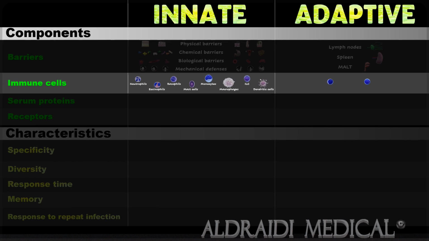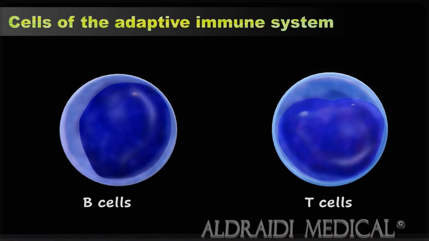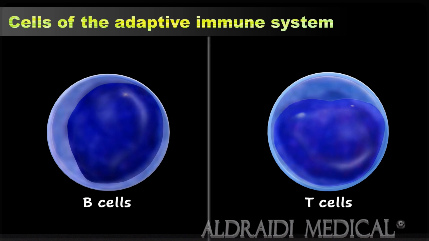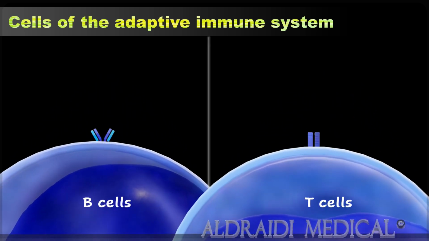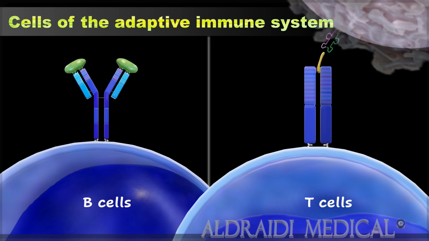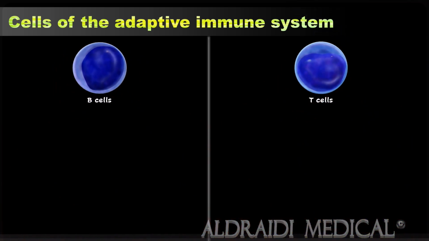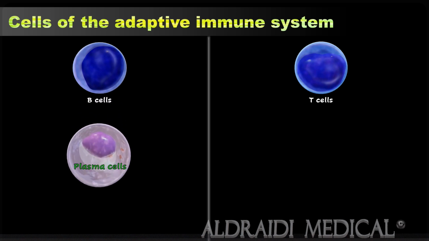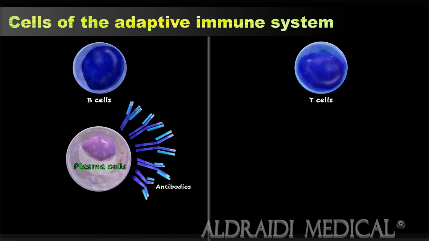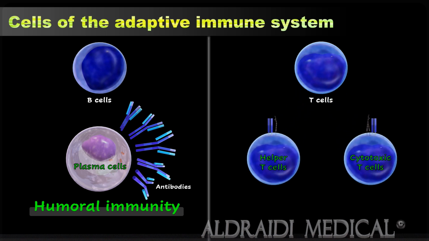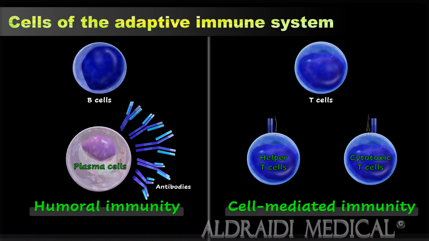Now the cells of the adaptive immune response are the B and T lymphocytes. These B and T cells are activated upon antigen recognition. B cells differentiate into plasma cells to produce antibodies, which are essential for humoral immunity. T cells differentiate largely into helper and cytotoxic T cells, which are essential for cell-mediated immunity.